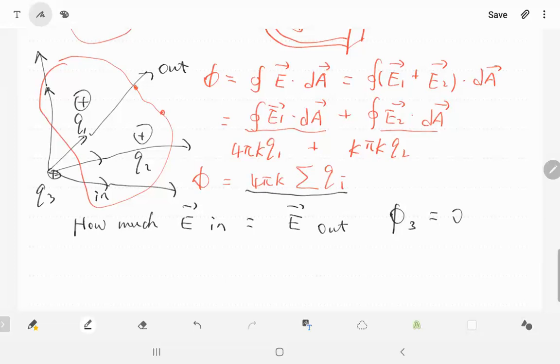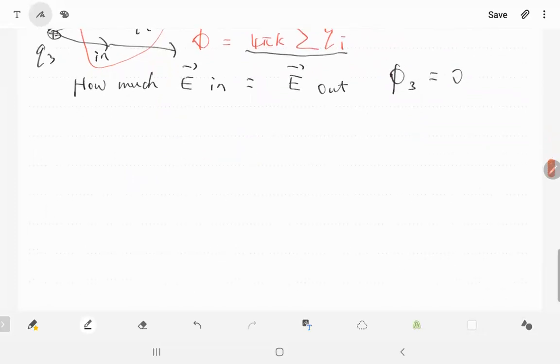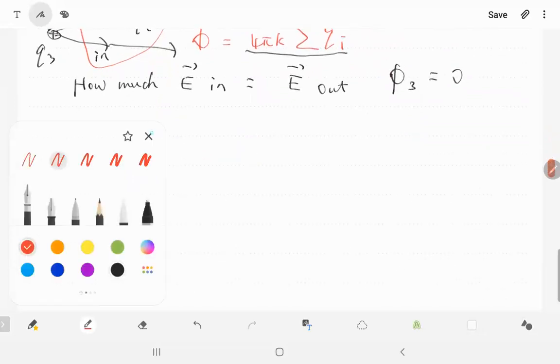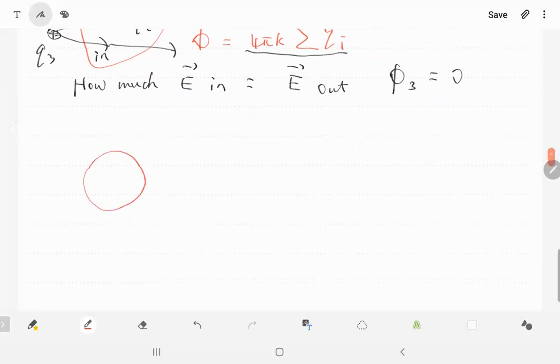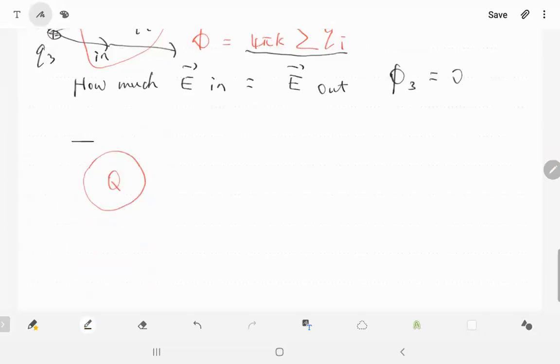Okay, if this is true, then let's calculate the electric field generated by a ball. We know there is a ball, and the ball has a charge of Q. To calculate the electric field, we only need to sketch a surface to enclose the charged ball, and make sure they have the same center. Okay, and we know the distance of this surface is R.